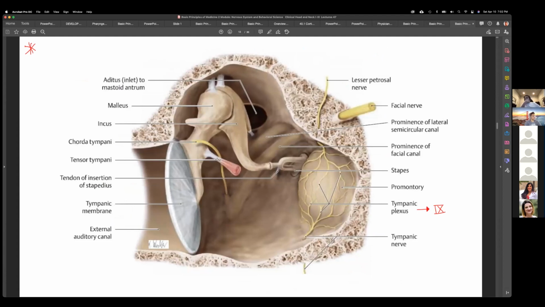Oh yeah, wait, what was the question? Something about if you have a lesion to the tensor tympani and you can't control sound. Does anybody remember coming across something like that? Yeah, hyperacusis. There are 2 of them that could cause hyperacusis.